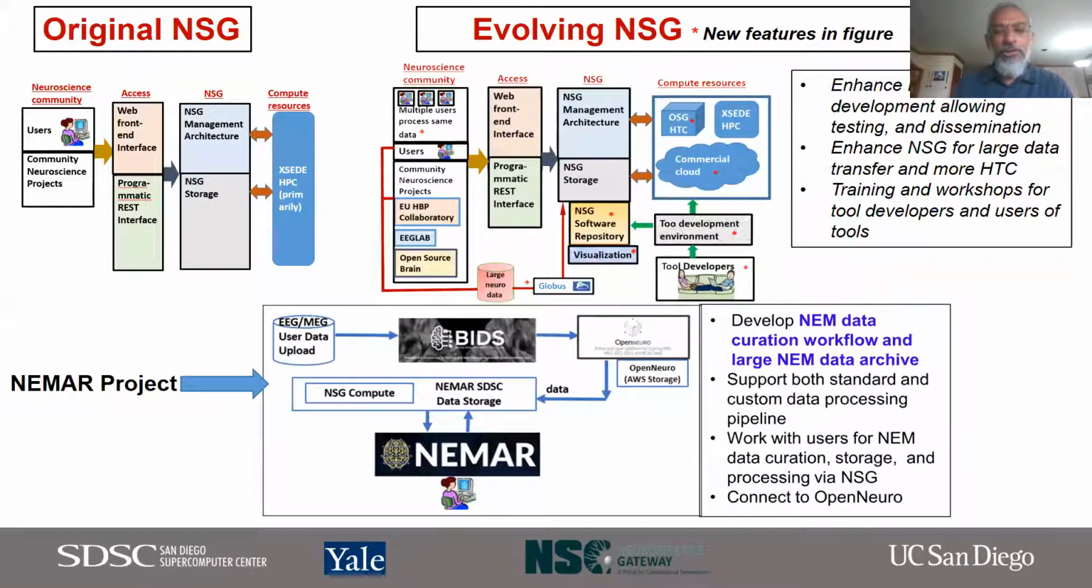And on the bottom, you see an EEG focus project. It's called NEMAR, Neuro Electromagnetic Data Archive and Tools Resource, funded by NIH, where primarily initially EEG data, BIDS formatted, which are uploaded to the OpenNeuro project of Russ Poldrack, will be brought down to San Diego Supercomputer Center storage. And at the back end, it will connect with NSG for compute. But for easy access, researchers through the NEMAR web interface will be able to look at the data, search the data, visualize the data, and do more processing across data, meta-analysis, and all of this.